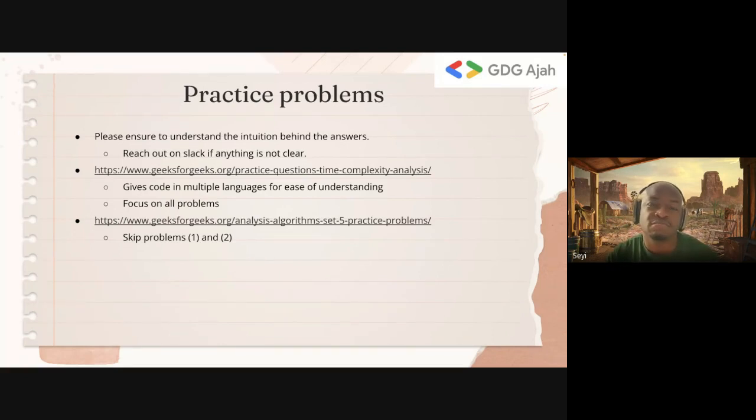Then I put some resources here, like GeeksforGeeks, with practice questions on complexity analysis. The advantage here is that they give code in multiple languages, so you can choose your language. Focus on all the problems and try to understand. They have the answers there, but again, this is not about whether you get it right or wrong. Nobody is marking anybody's score. This is about you getting the intuition and self-assessing that you really understand it. Nobody is going to ask whether you got it right. We are here to make you really understand it and learn.